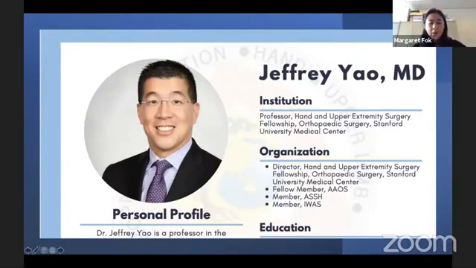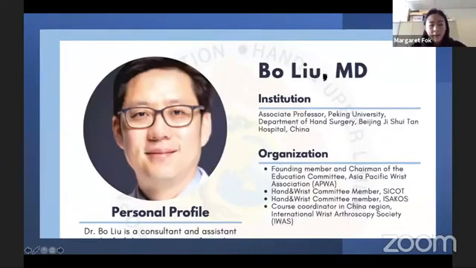The other speaker is Dr. Liu Bo, again a very well-known wrist surgeon. He's a consultant and assistant to the chief of the Department of Hand Surgery at Beijing Jishuitan Hospital, and associate professor of the Department of Hand Surgery, Peking University. He's the chairman of the Education Committee of the Asia Pacific Wrist Association, as well as the course coordinator in the China region for EWAS, the International Wrist Arthroscopy Society. His talk is on how we manage perilunate dislocation arthroscopically. So without further ado, let's have Jeff give the talk.